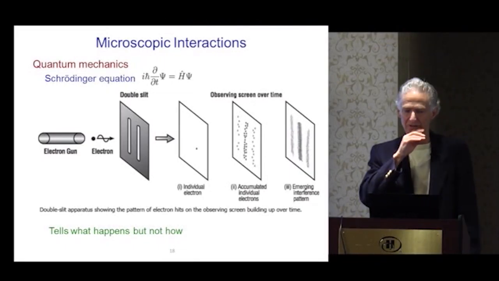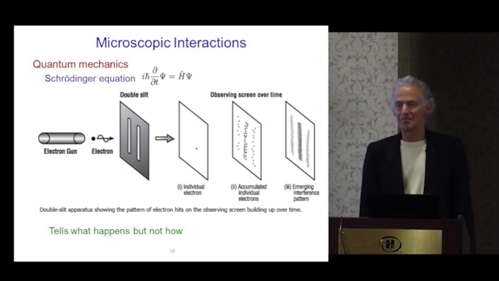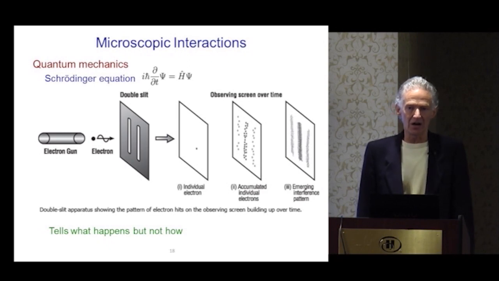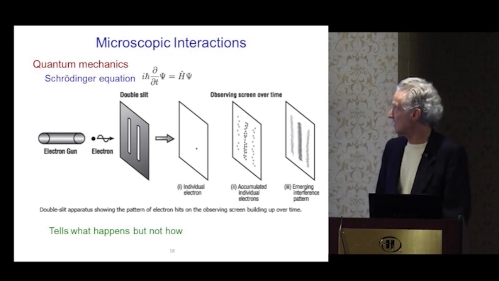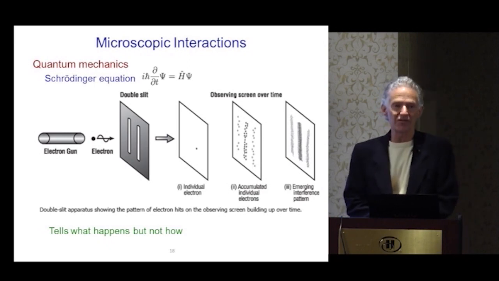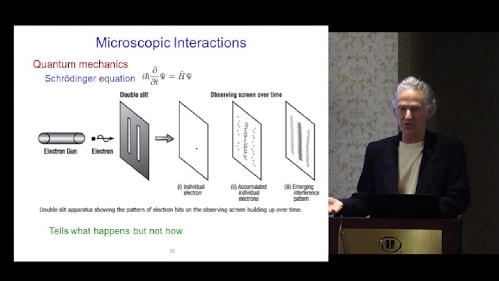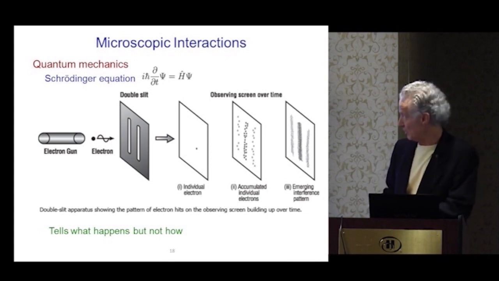So let's take a look at another one. And this is the really tricky one, microscopic interactions. So we know that microscopic interactions are described by quantum mechanics. One of the operational equations for quantum mechanics is the Schrodinger equation. Here I show an example of the time-dependent Schrodinger equation.